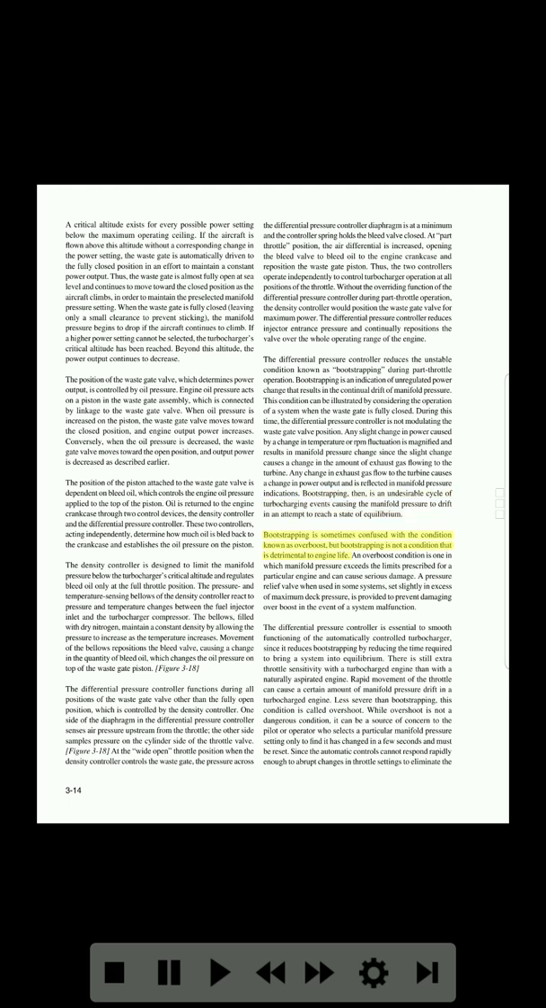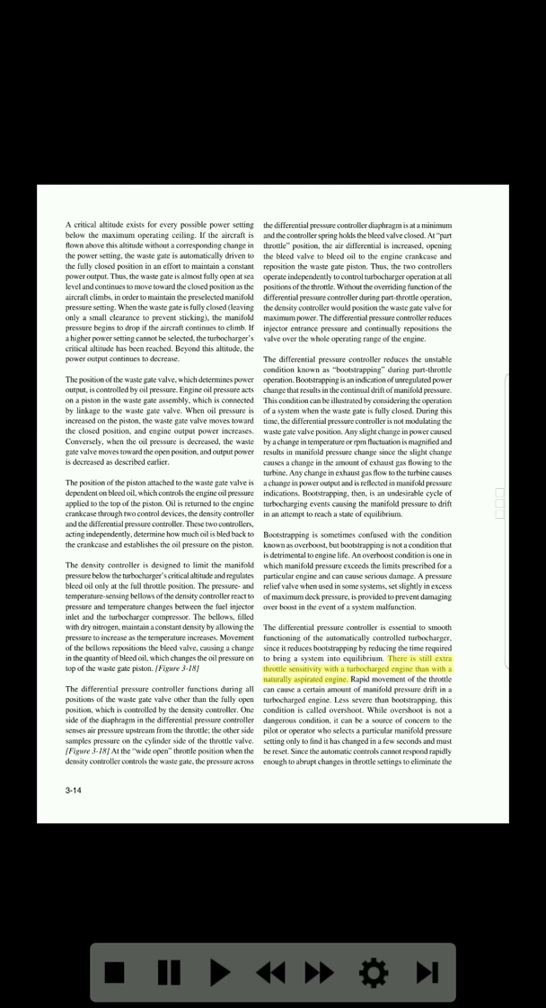Bootstrapping is sometimes confused with a condition known as overboost. But bootstrapping is not a condition that is detrimental to engine life. An overboost condition is one in which manifold pressure exceeds the limits prescribed for a particular engine, and can cause serious damage. A pressure relief valve, when used in some systems, set slightly in excess of maximum deck pressure, is provided to prevent damaging overboost in the event of a system malfunction. The differential pressure controller is essential to smooth functioning of the automatically controlled turbocharger, since it reduces bootstrapping by reducing the time required to bring a system into equilibrium.